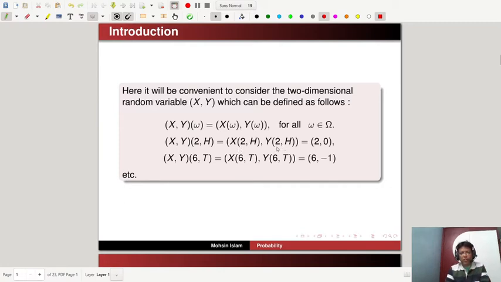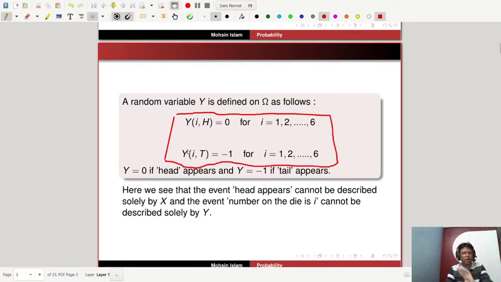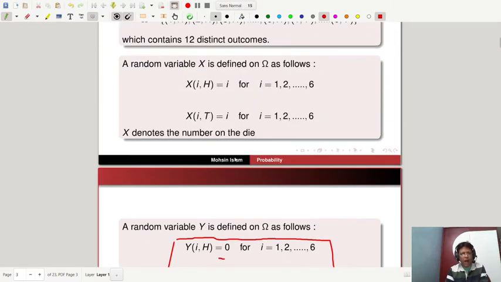So head appears. Y is a random variable. Look at that, Y is defined so that if head appears, it will take 0. If tail appears, it will take -1, whatever be the value on the die. It doesn't matter. But if head appears, it will be 0. If tail appears, it will be -1. And X, what is the value of X?